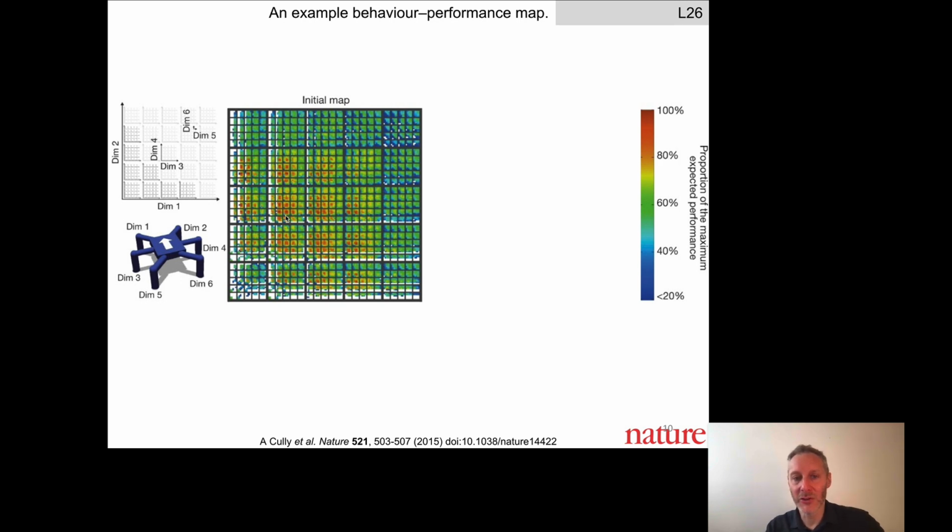You'll notice that there are little splashes of red in this picture. These are the most fit controllers in this population, embedded inside this map. These are the ones that cause the robot to move quickly. Blue pixels are those that cause the robot to barely move at all.